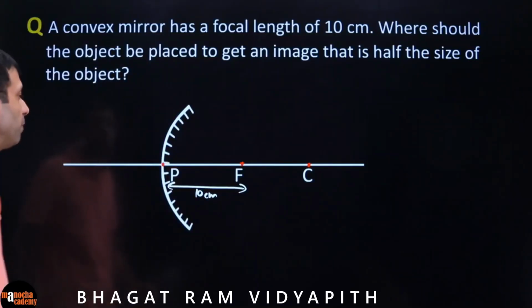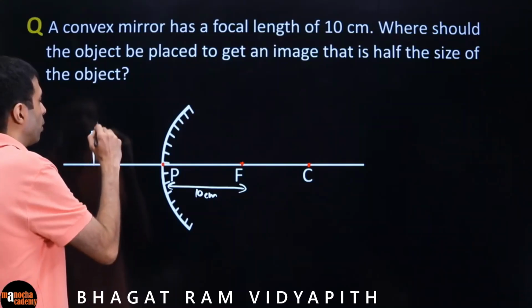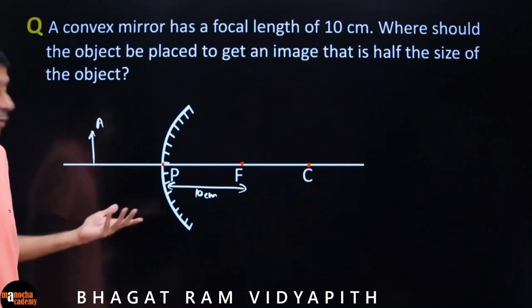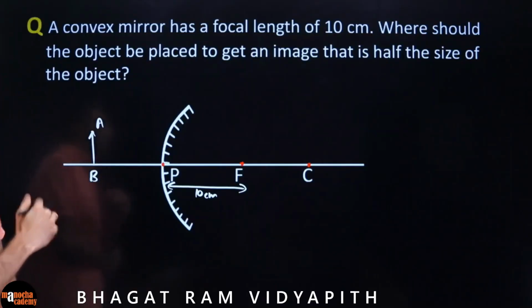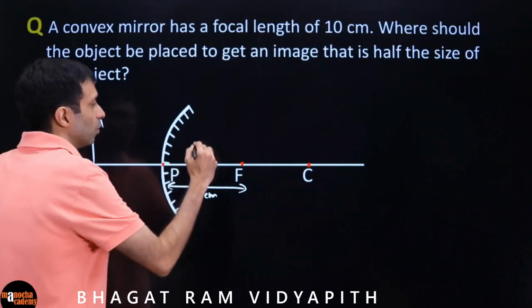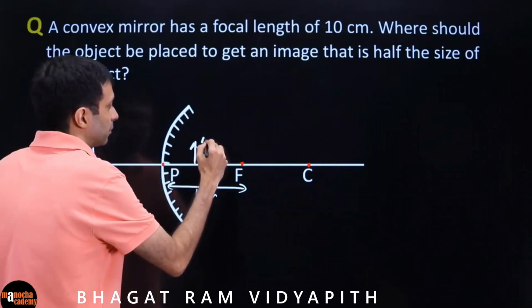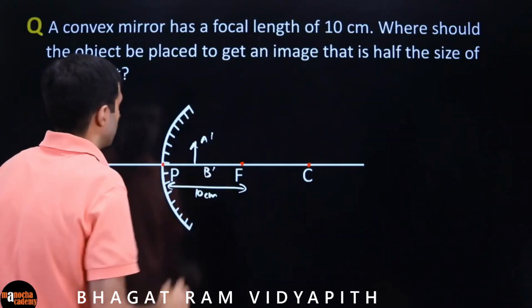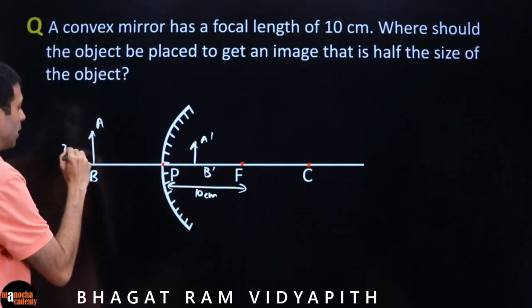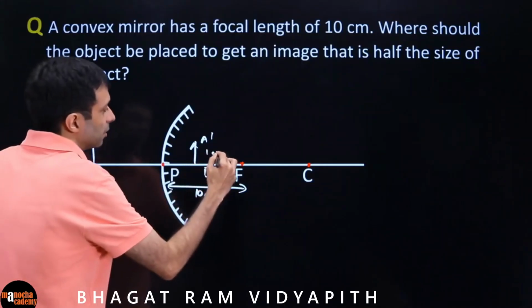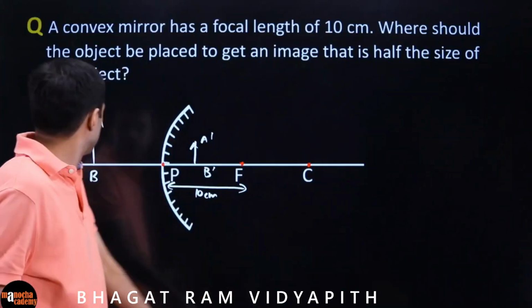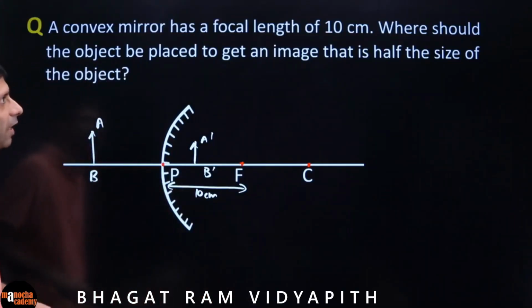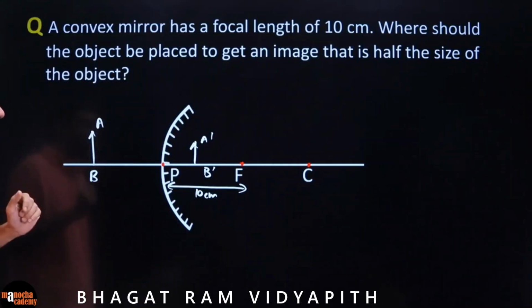Now we don't know where it should be placed. So let's randomly place it, because after all, this is a rough diagram. We can just place it anywhere. So let's say the object is placed here and it says the image is half the size. That means, for example, if this is a 2 centimeter object, this will be 1 centimeter. Just as an example, no real numbers are given. That is just to understand the scenario. Okay. So this is what we have here, clear?